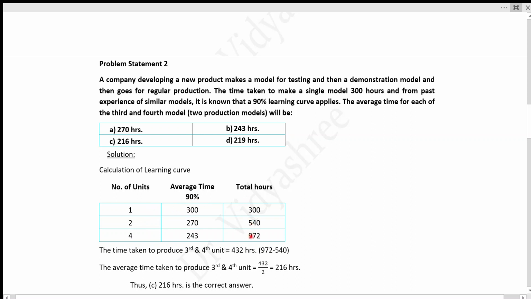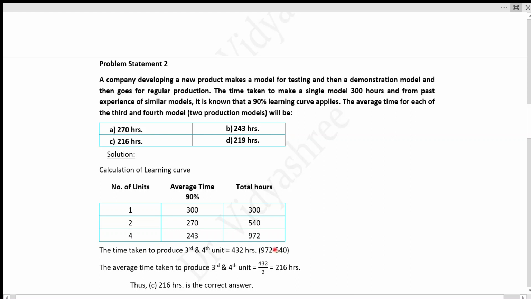Let's calculate now the labor time, that is the time taken to produce the third and fourth unit. So how do we calculate? Here you can see this is the fourth unit and this is the second unit. So the third unit is there. So the two production units, two production models. You can observe here in the question, two production models. So 4 minus 2, you get the third and fourth one. In other words, just minus 972 hours minus 540 hours, you get the time taken to produce the third and fourth unit. That is, we got 432.